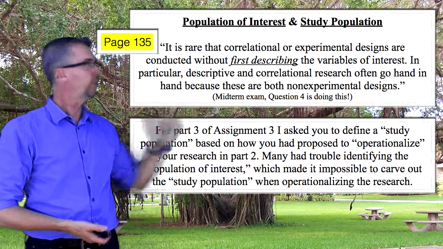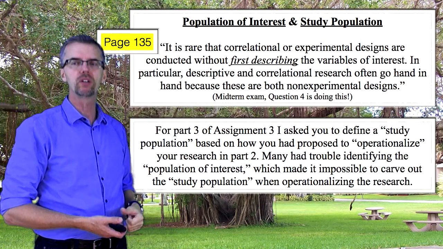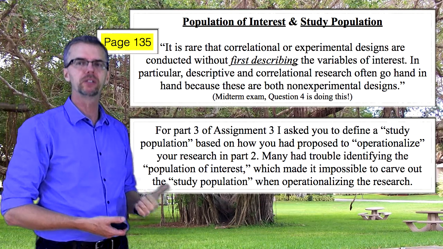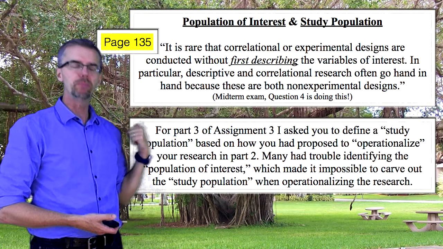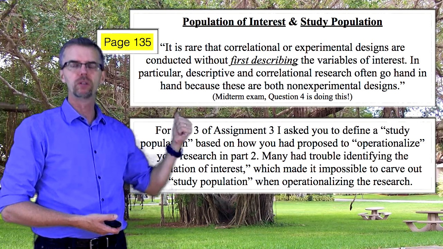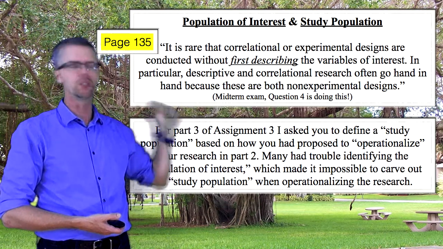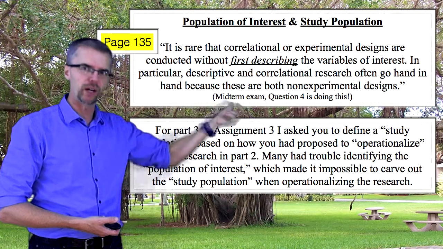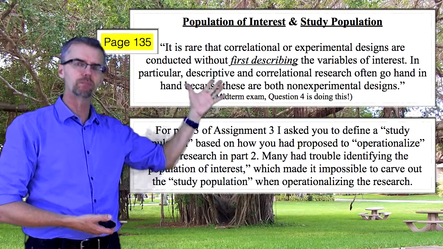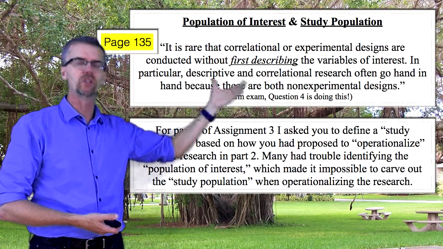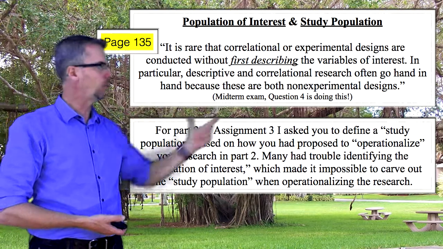So on page 135 in the textbook, it talks about how it is rare that correlational or experimental designs are conducted without first describing the variables of interest. In particular, descriptive and correlational research often go hand in hand because these are both non-experimental designs. Remember chapters 4 and 5, this is from chapter 4. Remember chapters 4 and 5 are primarily the focus of question number 4 on the midterm. And chapter 7 is about correlational design.